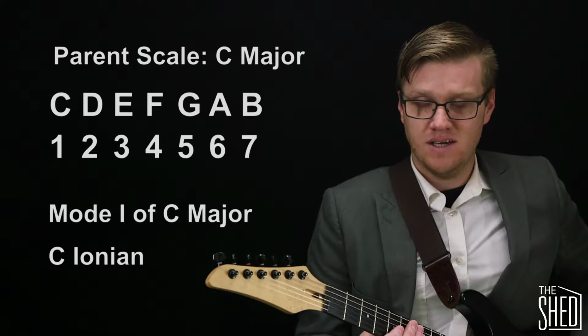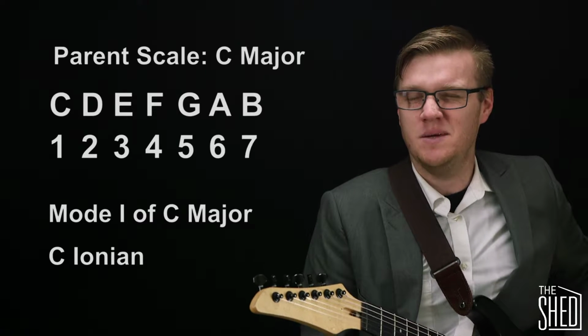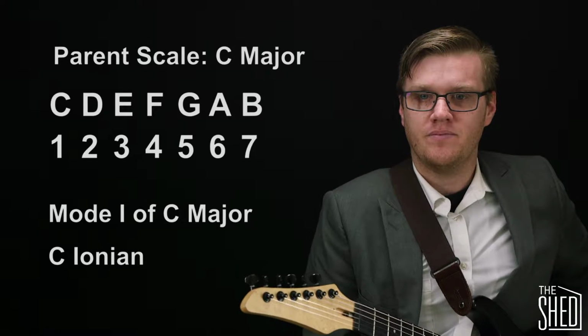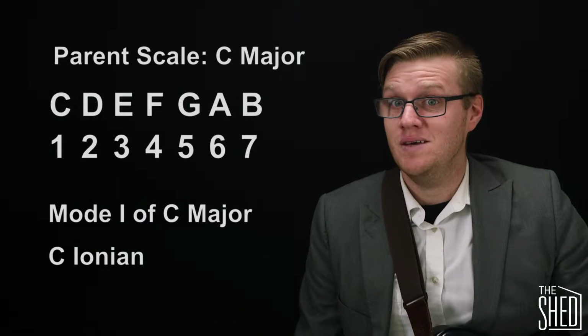It's our parent scale. So let's write out the key of C major and give everything a number. So we start at C major on the first scale degree, and this is actually the first mode. This is mode 1 of C major. It has a name. This is C Aeolian. So this is what C Aeolian sounds like. It's just the C major scale starting on the first scale degree, which is how the C major scale works. So we could say that C Aeolian has a different name, which is C major.